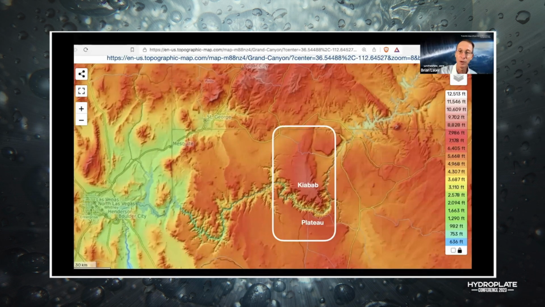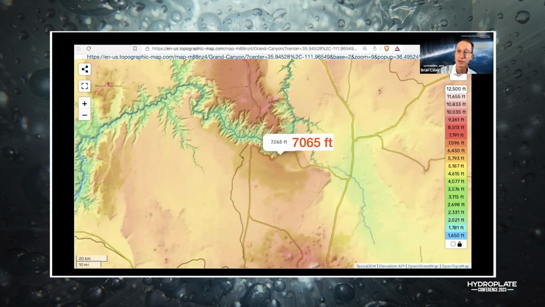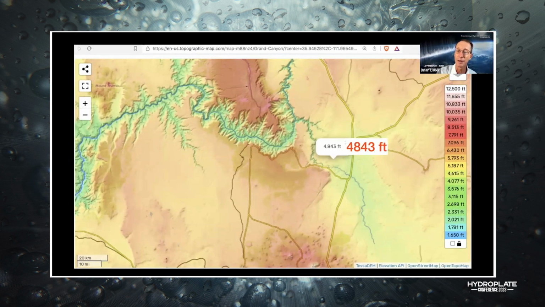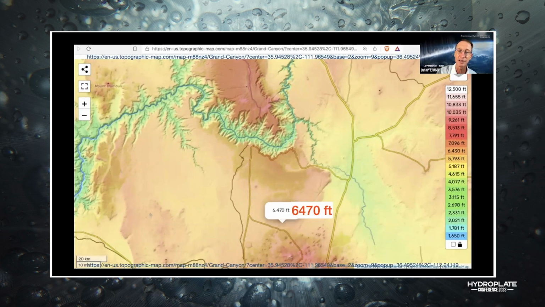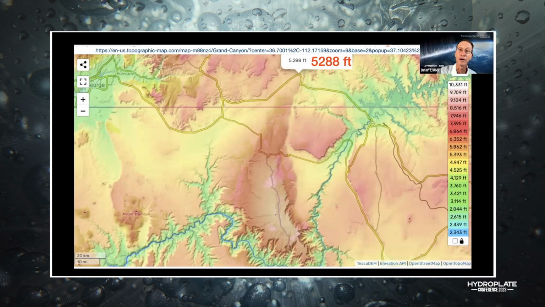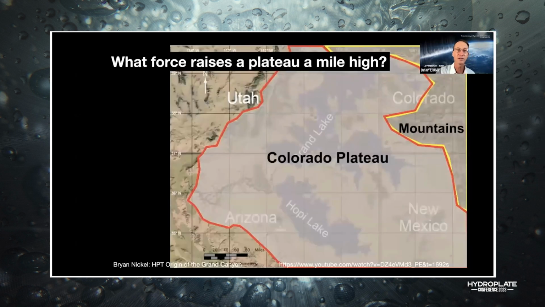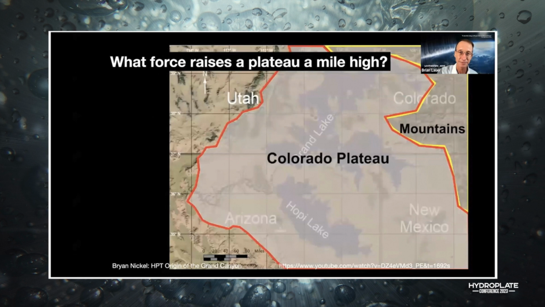Let's use that elevation tool. The Kaibab Plateau, it's 9,000 feet, 8,000 feet, 7,300 feet, 7,000 feet on the south rim. So where that river flowed through, the cliffs are 7,000 feet. Well, let's go around the Kaibab Plateau: 4,800 feet, 5,300, 61, 64, 60, 57. The river should have flowed around the Kaibab Plateau on the south or even the north: 64, 52, 56. It should have gone around either the north or the south. And yet, why would it go right through? And what force causes a plateau to rise a mile in the air?